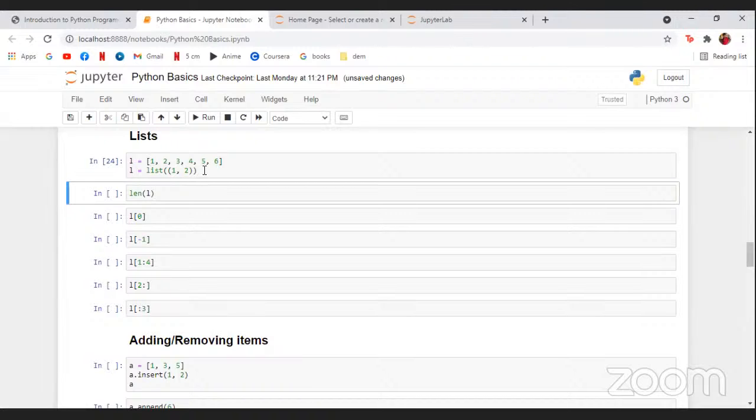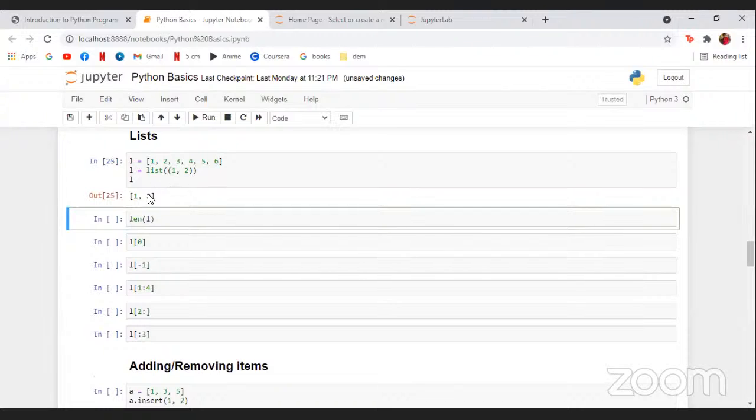Yeah, so when you're using a list constructor, you have to use 2 brackets. So when you type L, it just comes as 1, 2, right? So that's how you use the list constructor, and this is how you use square brackets. Square brackets is easier, but sometimes when you're not sure what the elements are and how many elements there are, you generally use a list constructor.